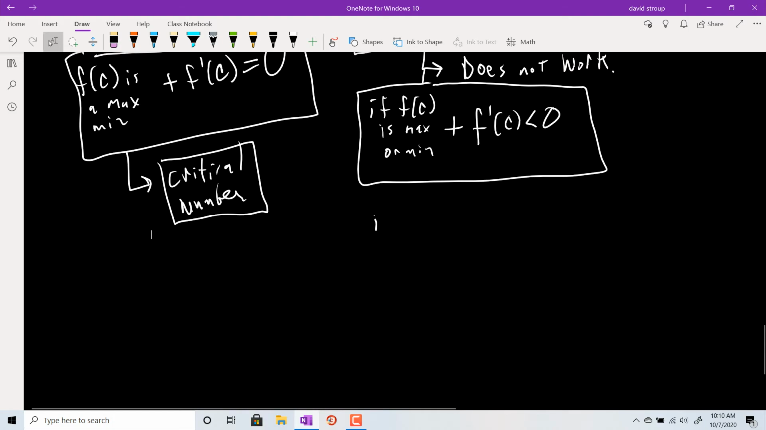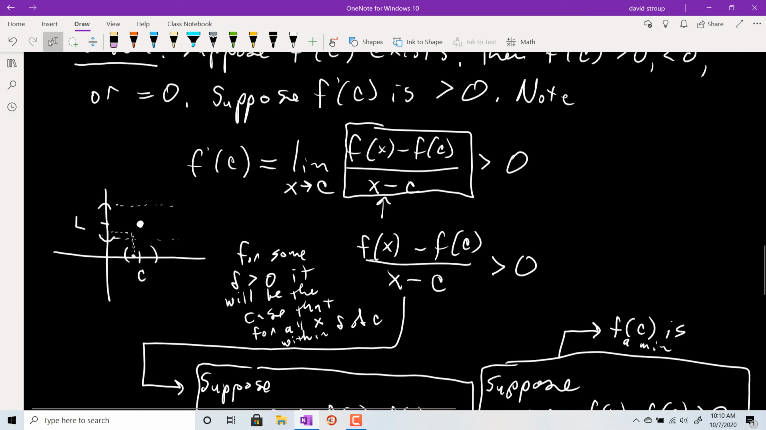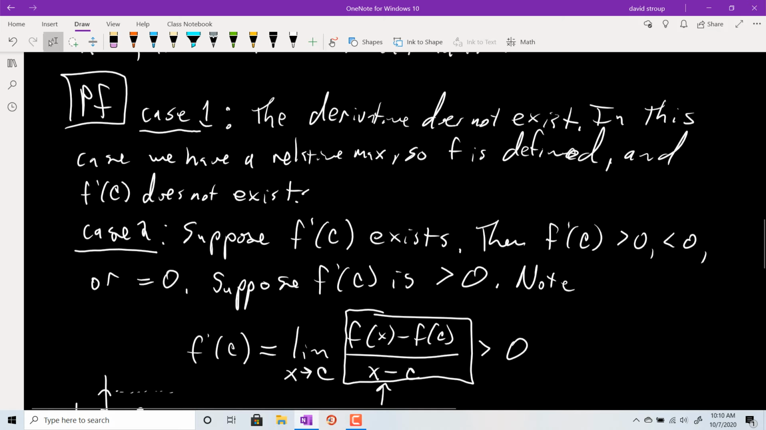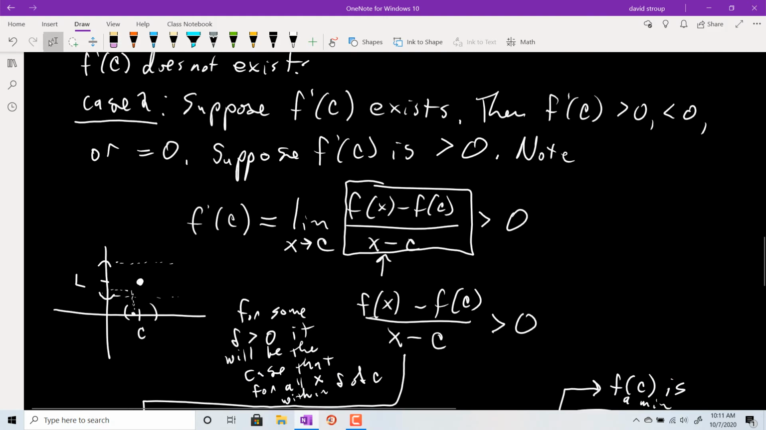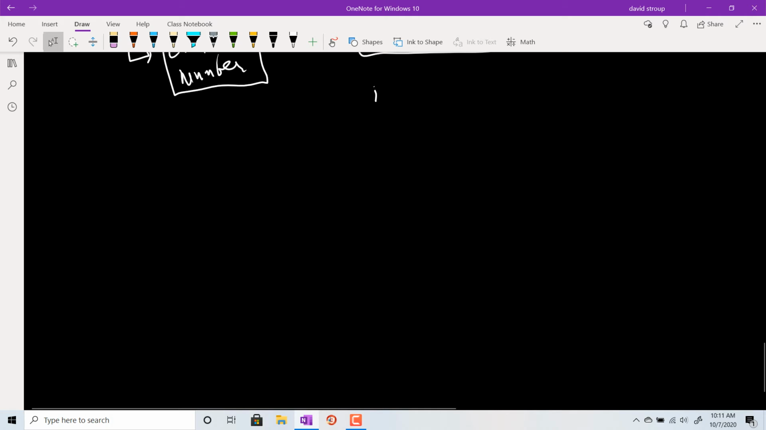Okay, so ultimately, what have we done? If f has a relative min or max at x equals c, then f prime of c either does not exist or it equals 0. Long story short. So what you'll be doing in the homework exercises in the beginning is just finding critical numbers.